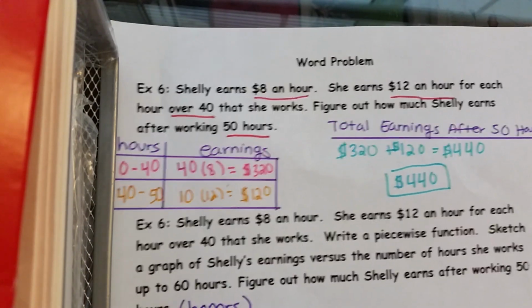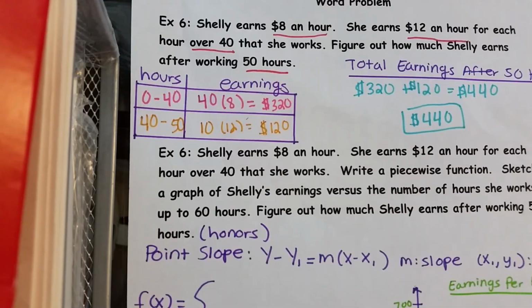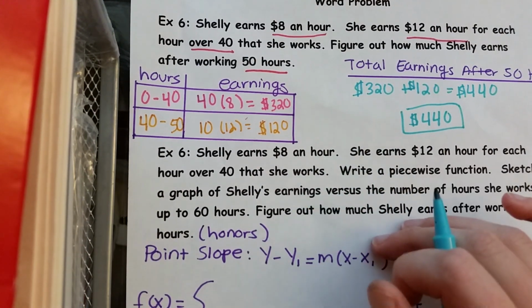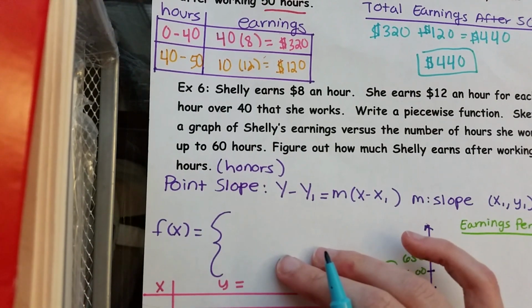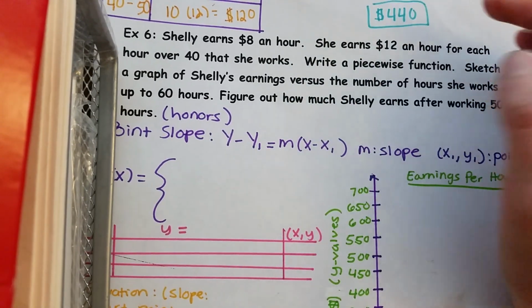Alright, awesome. Now we will be stepping up the problem a notch. We'll still be solving for how much Shelly earns after 50 hours, which we just did, but we are going to be making a piecewise function about the problem and graphing the piecewise function, which should help us get the same answer.